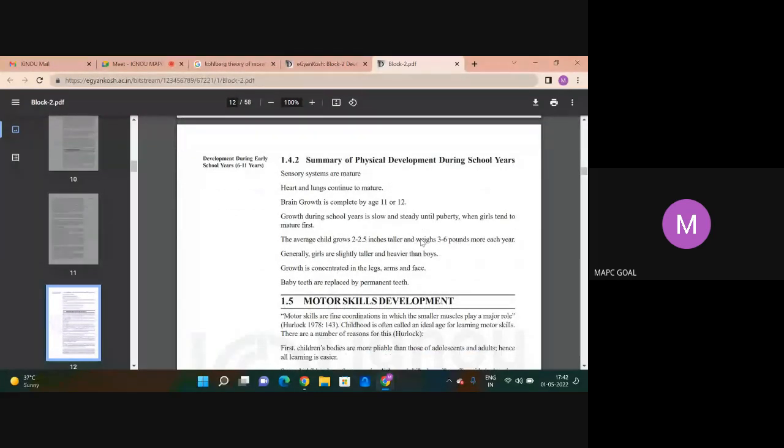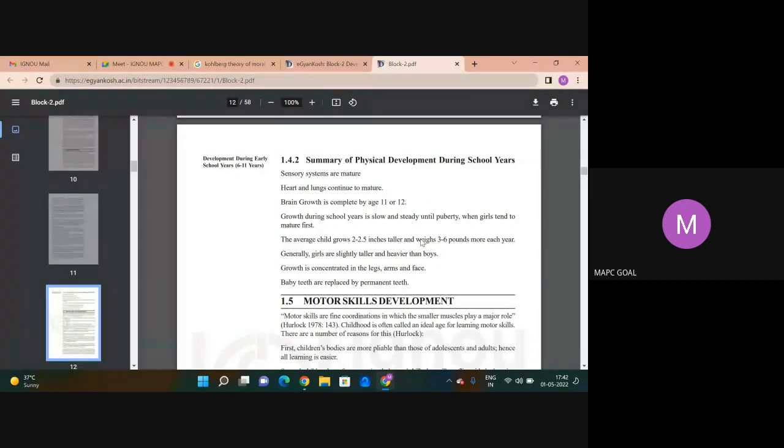So summary: all these activities are provided, and all the development that takes place is the sensory system matures, heart and lungs continue to mature, brain growth is completed by 11 to 12 years. That's what Piaget has also talked about in his theory, the last stage, the formal operational stage. And logical reasoning, analytical reasoning, all this gets developed at this particular age. But at the same time, the correct kind of environment should be provided to the child. It's not just hereditary, but even the environment.